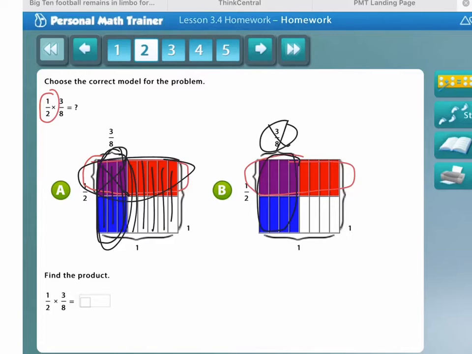So you have 3/8 times 1/2, and that would end up with 3 out of 16. If you look at the parts that are shaded purple, there are 3 parts that are purple, and the total is 16 parts, so 3 out of 16. So that's how this area model works. But to solve with the algorithm, you just multiply numerator times numerator, which is 3, and 2 times 8 for the denominator, which is 16. You end up with 3/16.